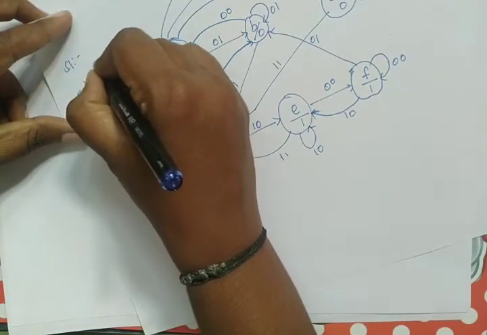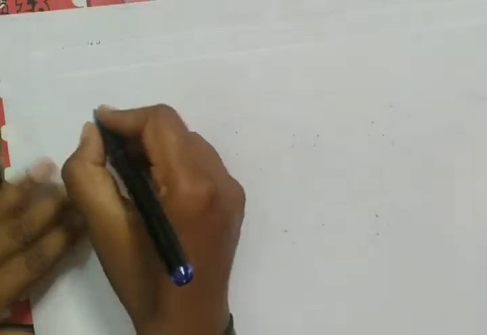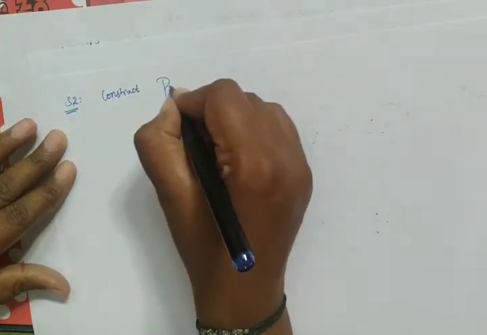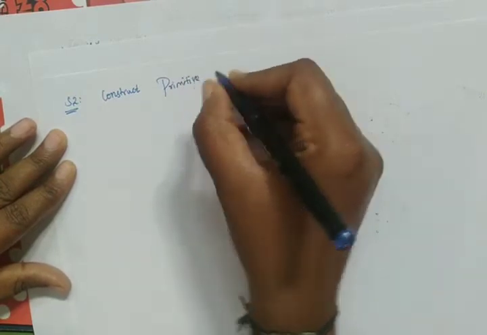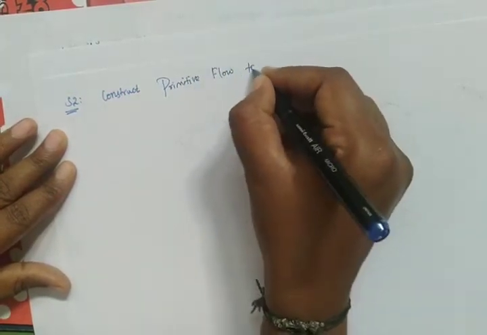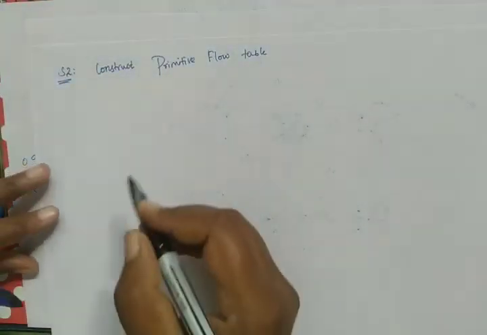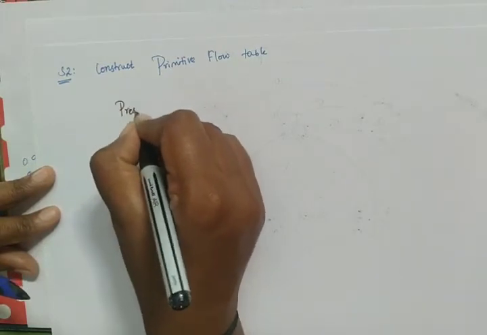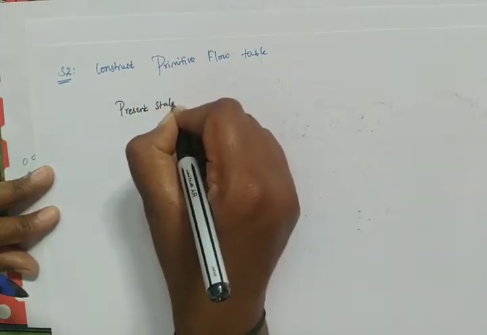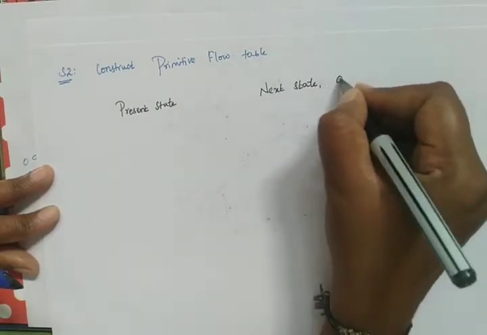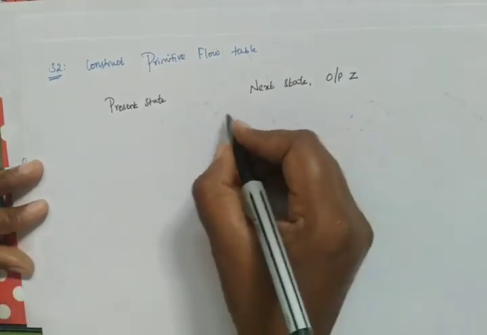Now what is our step 2? Step 2 is we have to construct the primitive flow table. How can we construct the primitive flow table? We used to write the state table, isn't it? Likewise, here we have the primitive flow table which represents the present state, and here we have the next state, then we have the output, that is Z, and what are the inputs we have here?